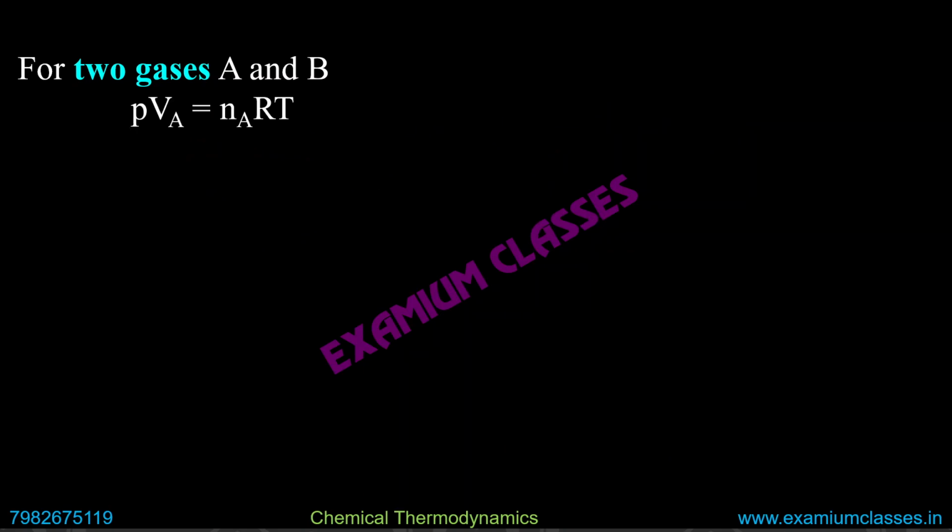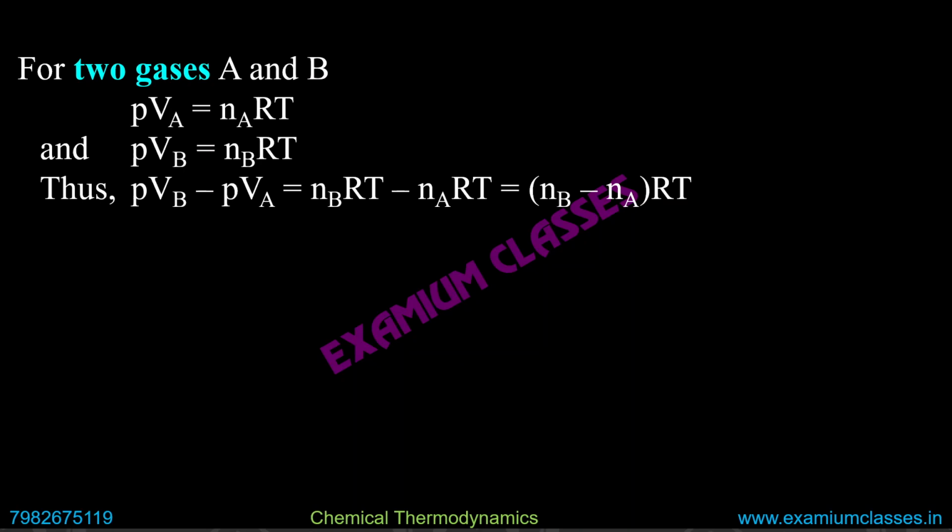So in general, for two gases A and B, PV is equal to nRT, the ideal gas equation. For gas A it will be PVA equals nART. For gas B it will be PVB equals nBRT, or maybe in the initial state and in the final state. These will be the two equations. If we do equation 2 minus equation 1, we will get PVB minus PVA equals nBRT minus nART. If we take RT common, it will be nB minus nA.